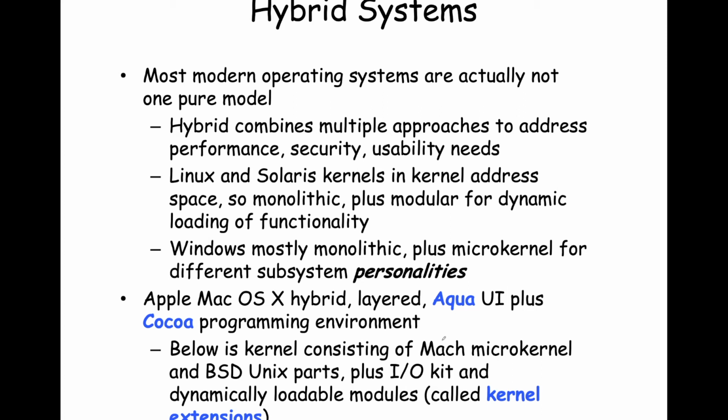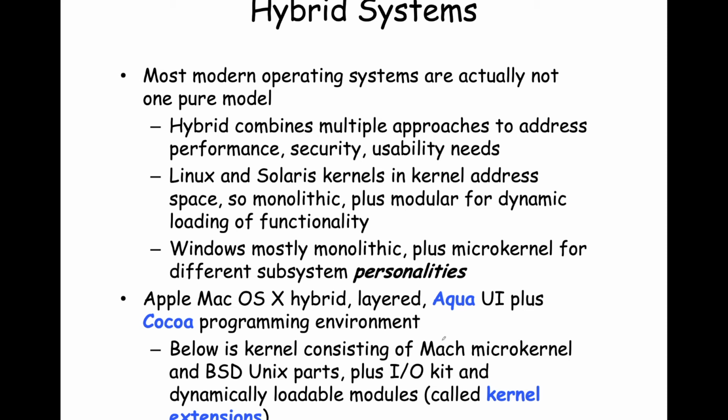And so, in particular, Linux and Solaris, their kernels were in the kernel address space. They were monolithic, so everything was in one ball. But they also used modules for the dynamic loading of certain aspects of functionality. So it kind of looked like MS-DOS in one sense, but also looked like kernel loadable modules in another sense for only certain types of operations for the Solaris and the Linux kernel.